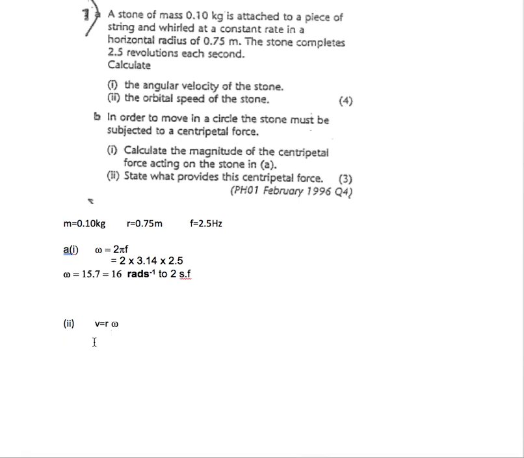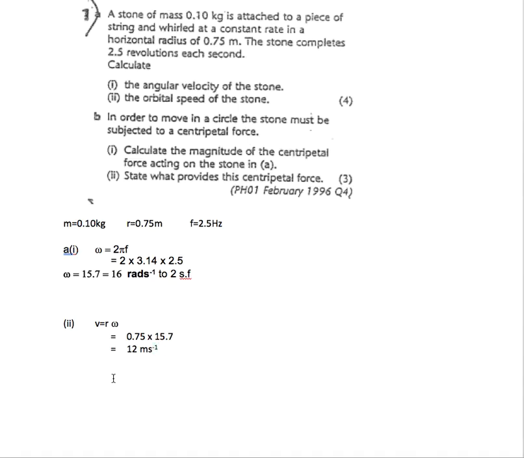So we've got radius of 0.75 and we have an omega of 15.7. Now I would use the 15.7, not the 16, because we'll lose some of the precision of our answer and possibly fall outside tolerance if we use the 16. So 0.75 times 15.7 gives us 12 meters per second, which is fine, 2 sig figs.